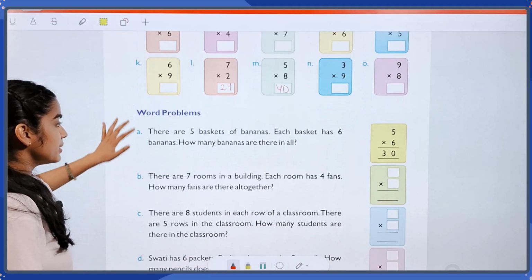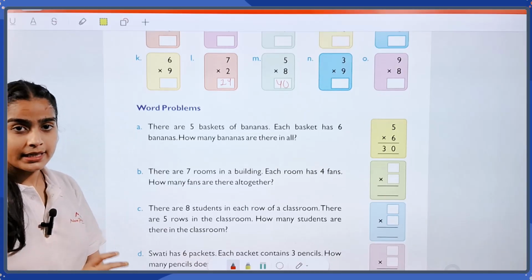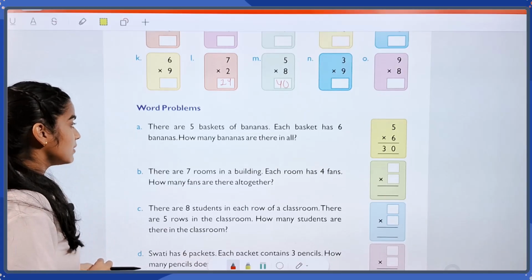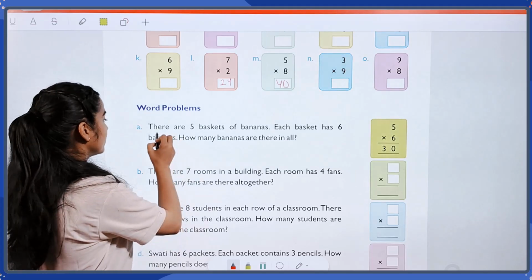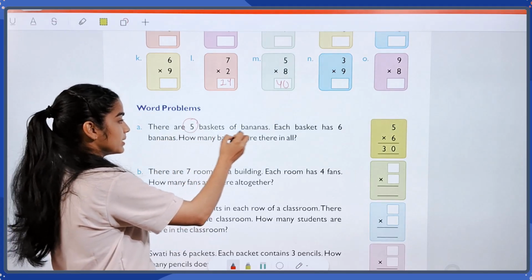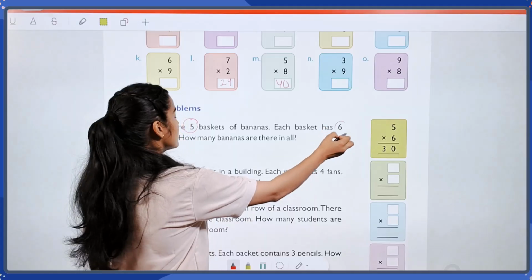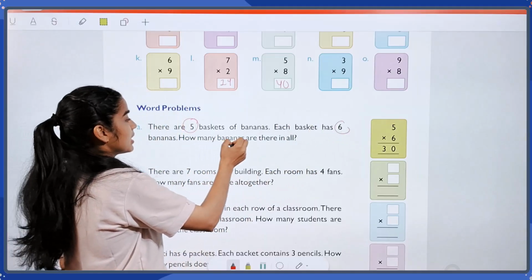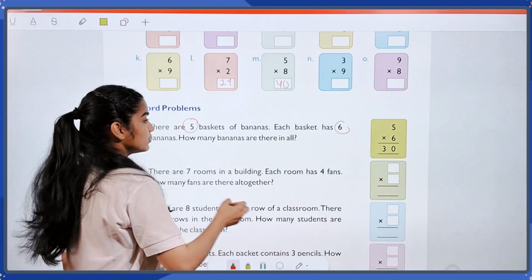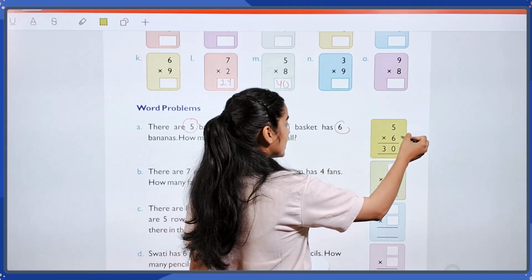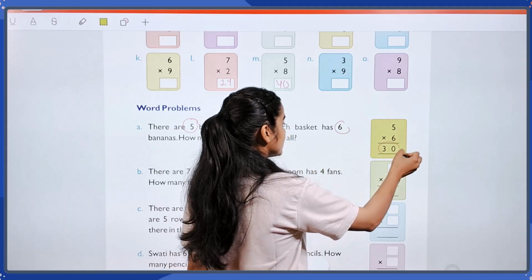Now we have word problems. So now we have to first identify what are the numbers we have and what we have to calculate. There are 5 baskets of bananas. Each basket has 6 bananas. How many bananas are there in all? So what you have to do, you have to multiply 5 by 6. 5 multiplied by 6 is 30.